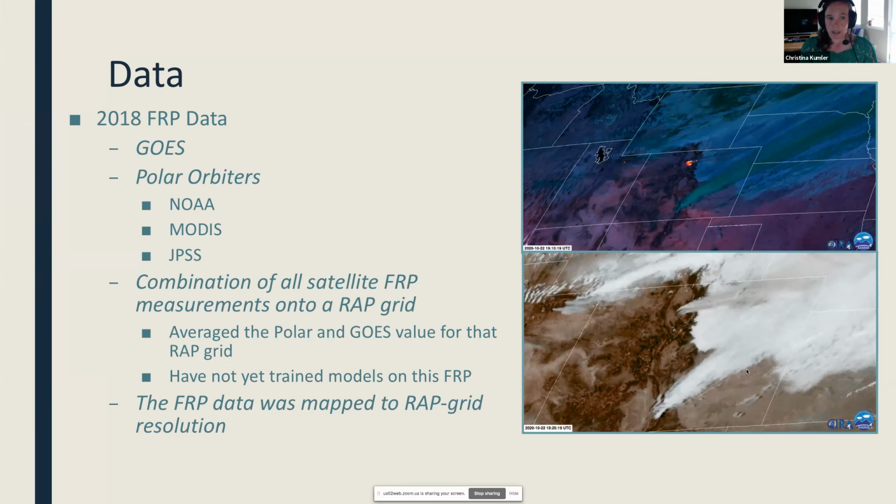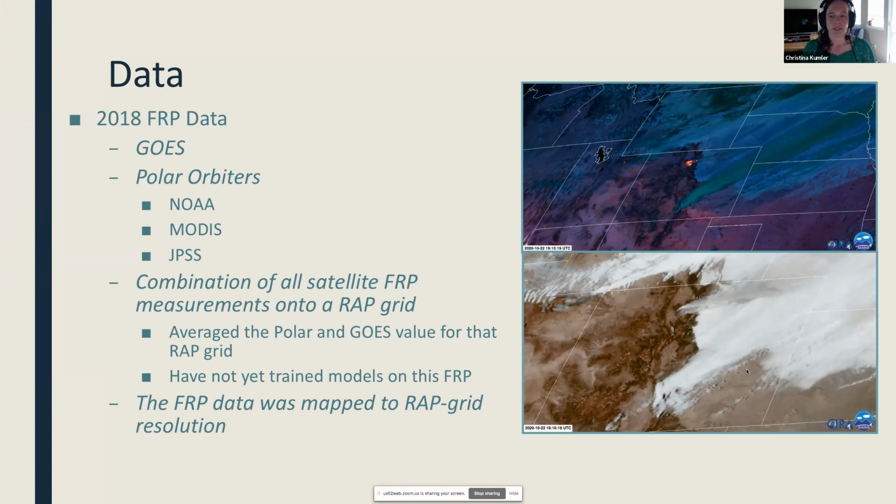And then the polar orbiters, I used NOAA, MODIS, and JPSS satellites. So it was my decision to combine all of these satellites onto a RAP grid. And we decided to basically have two separate data sets, polar RAP gridded FRP and GOES RAP gridded FRP. We do have a third combined, but we're not experimenting on that yet.